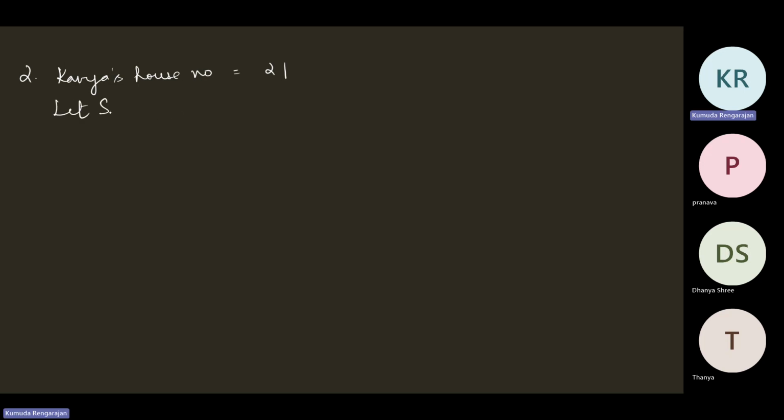So let Shireen's house number be X because we don't know. We only know Kavya's house number. Shireen's house number, she's not saying, but she's telling us in the form of a riddle. We have to find it. So for now, let it be X. Kavya says her house number is 21, but Shireen does not say that. She's giving us some information using which we have to find her house number. So we'll say let Shireen's house number be X, or Y or whatever variable.